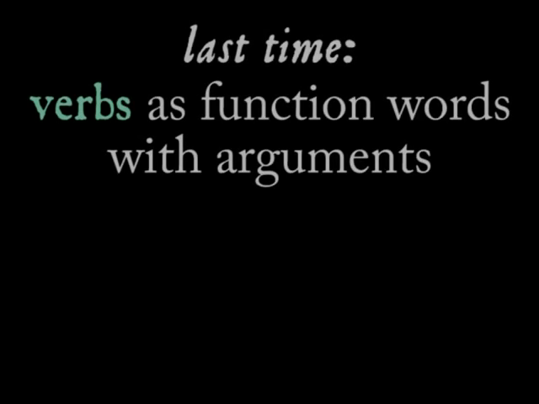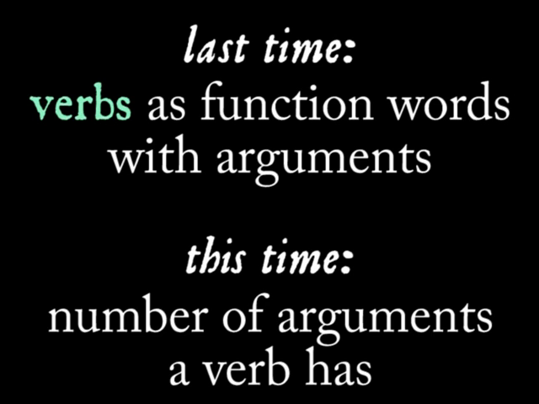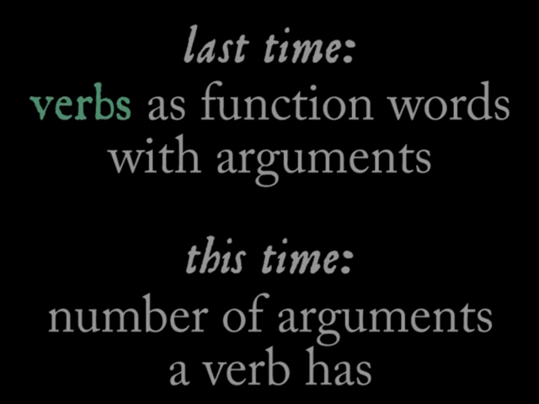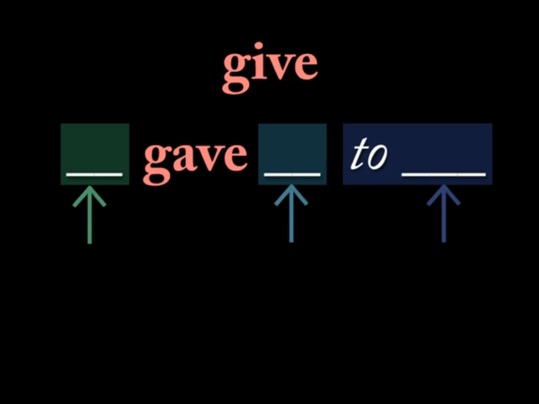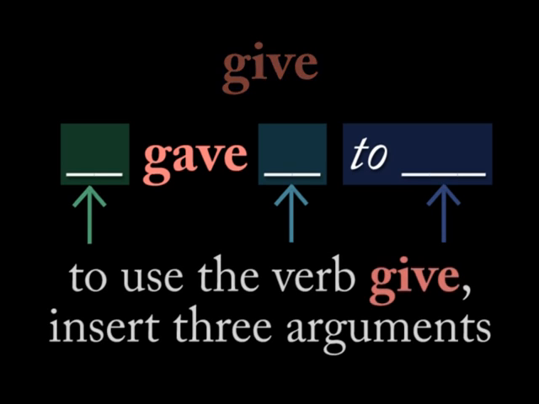In the last lesson, I brought up the concept of the verb as a function word that has a number of different arguments. We didn't really go into the implications of that statement, but we'll start to unravel it this time. Like other verbs, give has a number of slots that take a certain number of nouns or pronouns. Give has 3 of those slots.